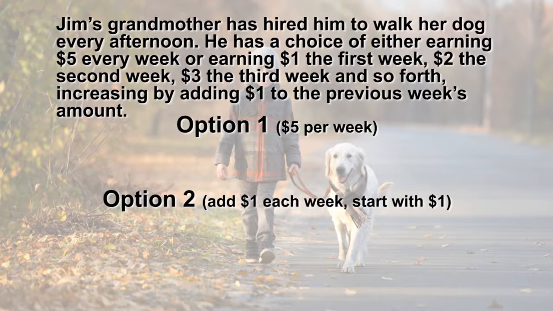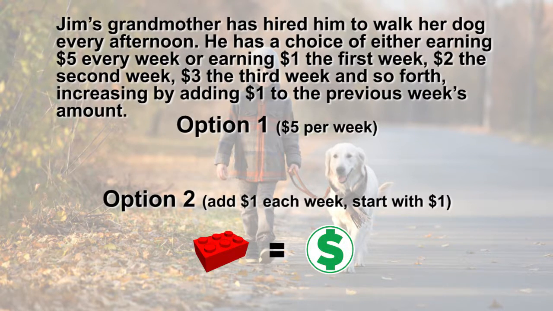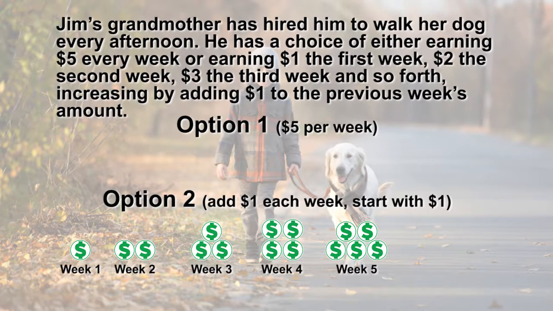Let's first use manipulatives to see about finding a pattern. Let's say that one item represents $1. Lay out your models for how many weeks you want to show. We have 5 weeks laid out and can see a pattern. Now we can figure out how much money Jim has with both options.